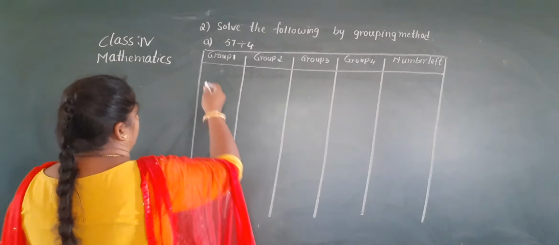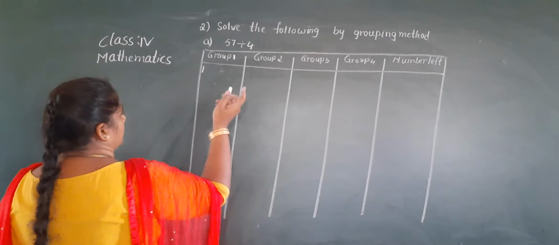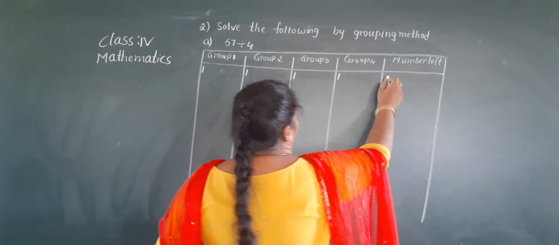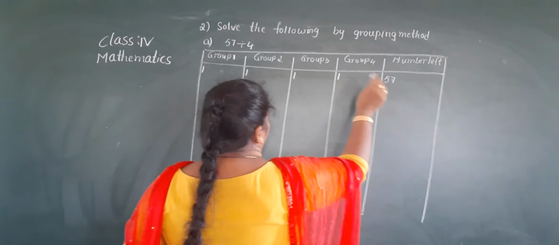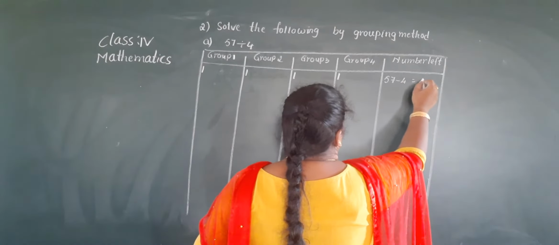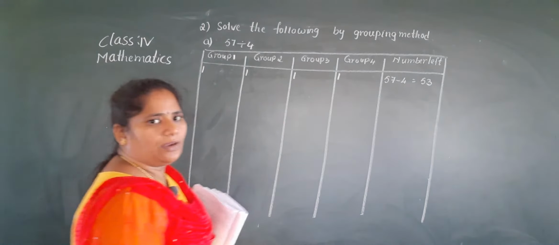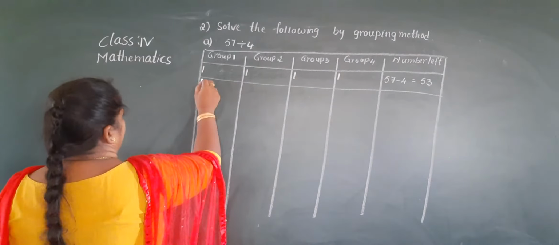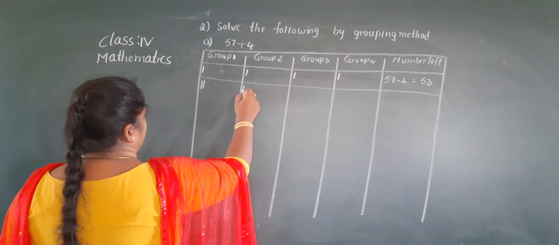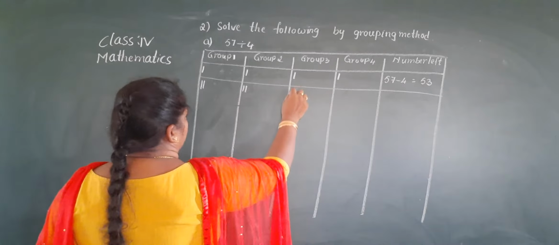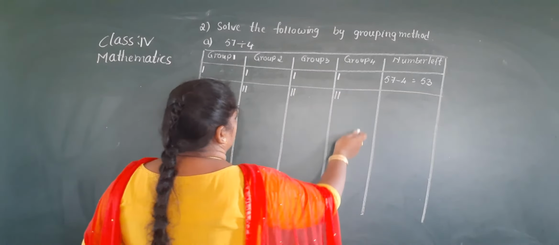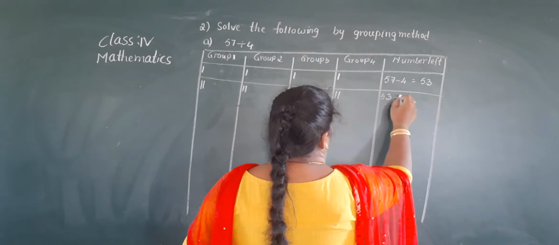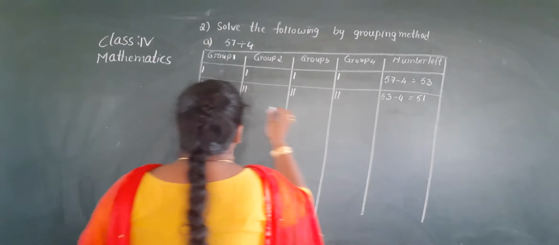So I'll take first one 1. Draw one line. 1, 1, 1. Total 57. 4 distributed. So subtract. Remaining is 53. Finish. Okay. Draw the line. And next again 1, 1, 1. Already 1, again you draw 1. So again 4 distributed, 53 minus 4, 51. Finish.